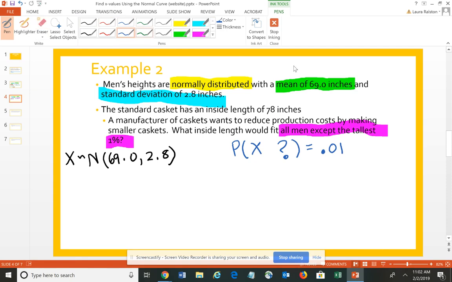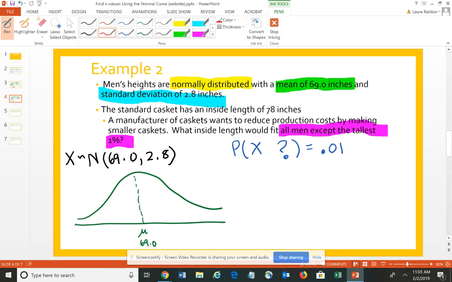All right, so let's look at a picture. It's almost easier to look at a picture than it is to try to write it out in symbols. So we have our bell-shaped distribution, our mean is in the middle, which is 69 inches, and we're going to make caskets that fit all but the tallest 1%. So we need to think about where that cutoff is going to be.